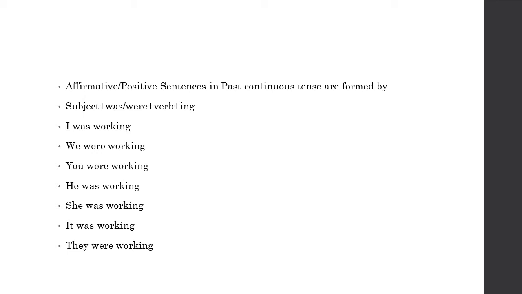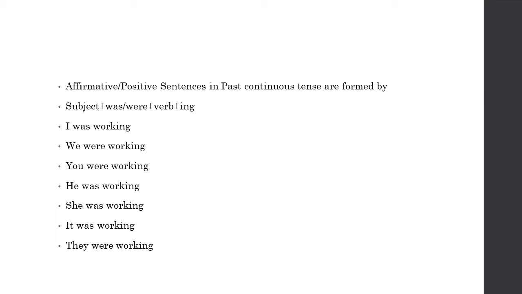So a positive sentence in past continuous is formed by subject, or the doer of the action, followed by was or were, depending on whether the subject is singular or plural, and followed by the base form of the verb and ing. This ing indicates that the action is going on continuously.